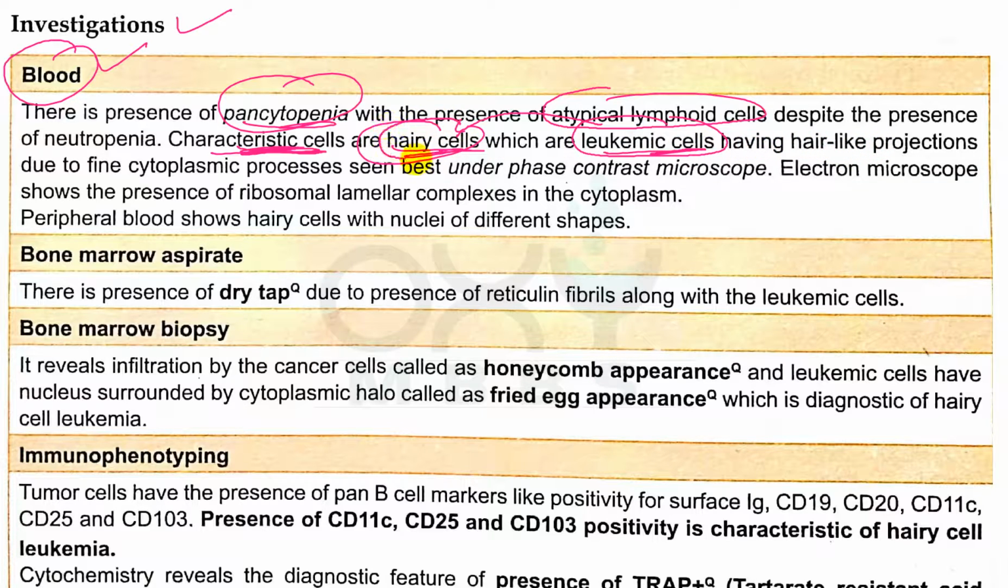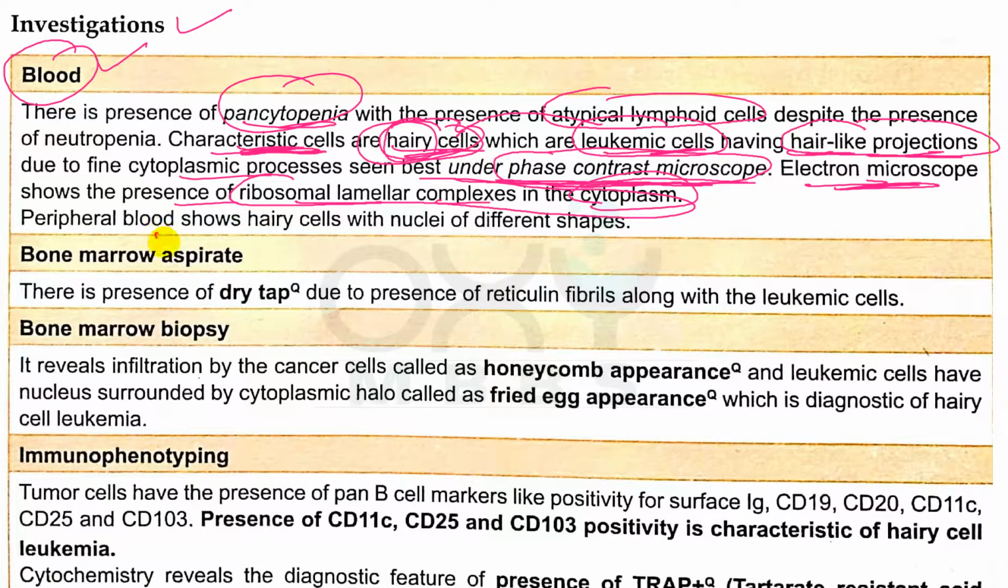Now these hairs are because of the presence of cytoplasmic projections which look like hair, and these hair-like projections are seen under a phase contrast microscope, and under an electron microscope there is presence of ribosomal lamellar complexes in the cytoplasm. So for looking at the cells, a phase contrast microscope is needed, and for the ribosomal lamellar complexes in the cytoplasm, an electron microscope is needed.